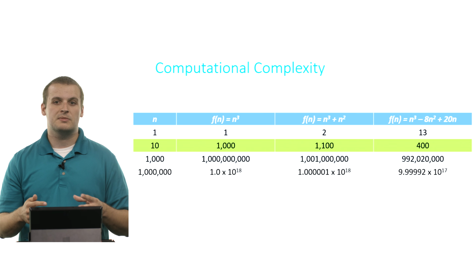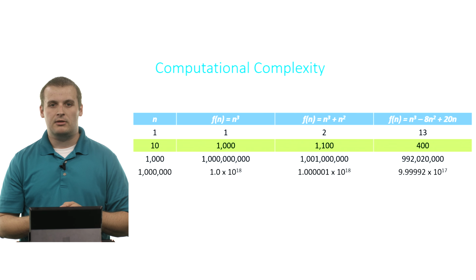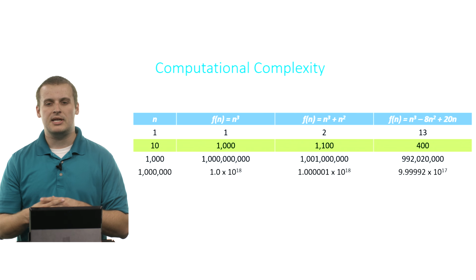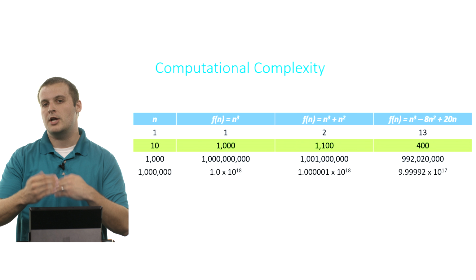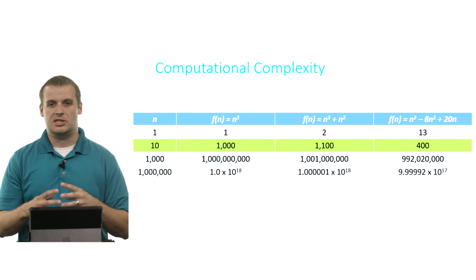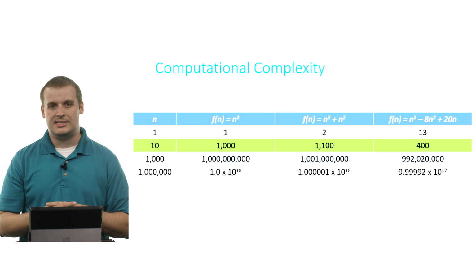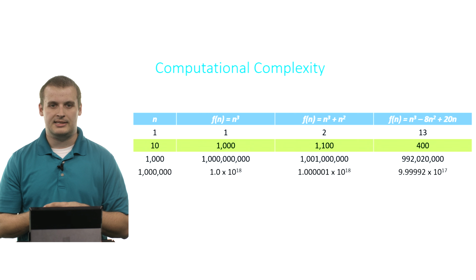The third algorithm becomes more efficient. It takes about 40% the amount of time. It takes 400 units of resources to process a data set of size 10, whereas the first algorithm, by contrast, takes 1,000 units of resources to process a data set of size 10.